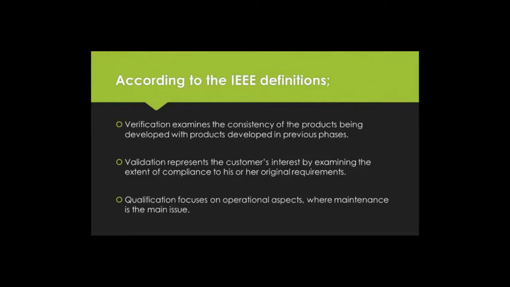Qualification focuses on operational aspects where maintenance is the main issue. A software component that has been developed and documented according to professional standards, style, and structure conventions is expected to be much easier to maintain than one that provides marvelous coding improvisation yet does not follow known coding style, procedures, and so forth. Planners are required to determine which of these aspects should be examined in each quality assurance activity.